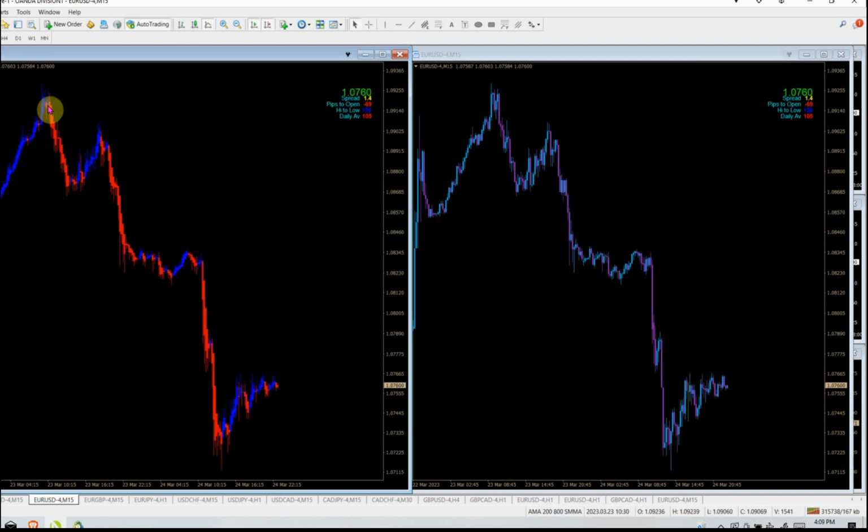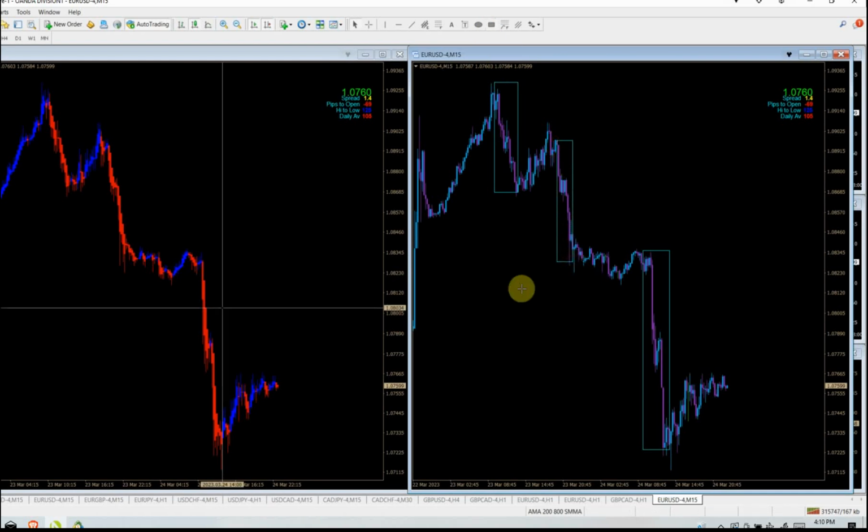So let's talk about some of these trending phases. Again, this is all hindsight, so I understand that. If we look first over here on the right, on the regular candlestick chart, and look at this area right here, let's actually draw out some of these trending phases, and we'll compare them to the other side.